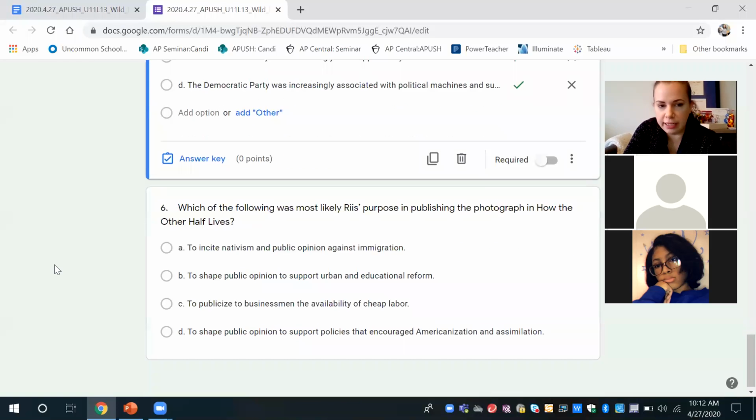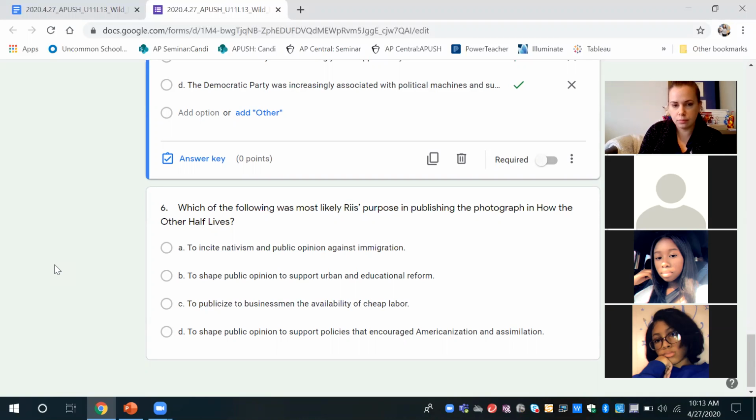Awesome. And finally, number 6, which of the following was most likely Reese's purpose in publishing the photograph in How the Other Half Lives? Naziah. For number 6, I said B, because they were using yellow journalism during this time to evoke more opinions within the public in order to get them to make some changes and reforms during this time, because it was like, in the Golden Age, correct? If I'm correct. Beautiful. So Naziah is getting a merit for pushing her answer to include the key term yellow journalism.